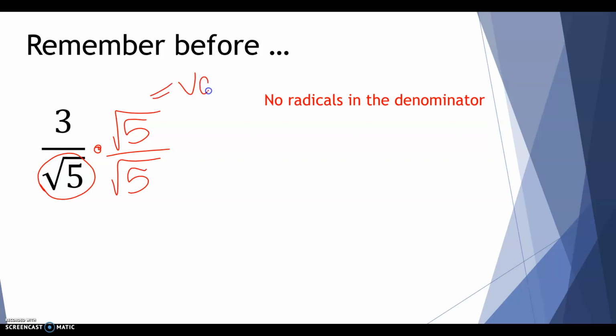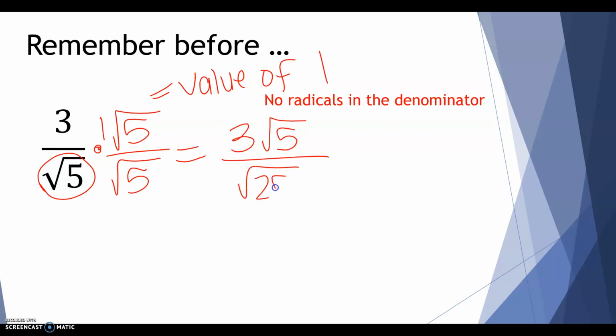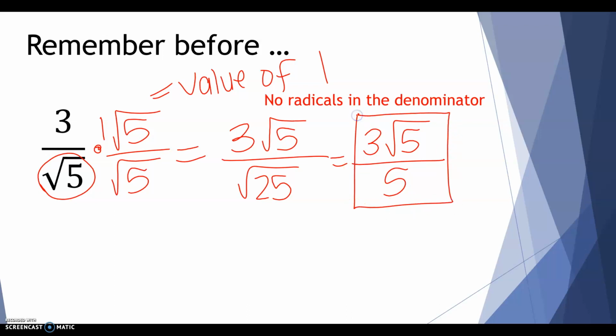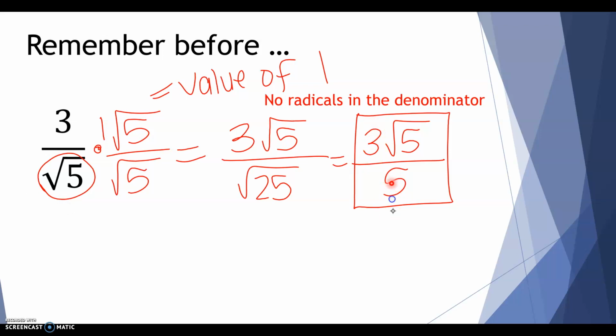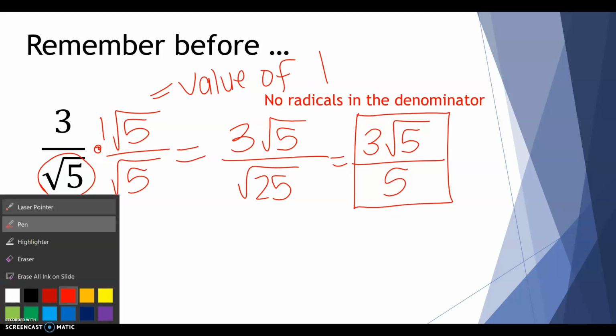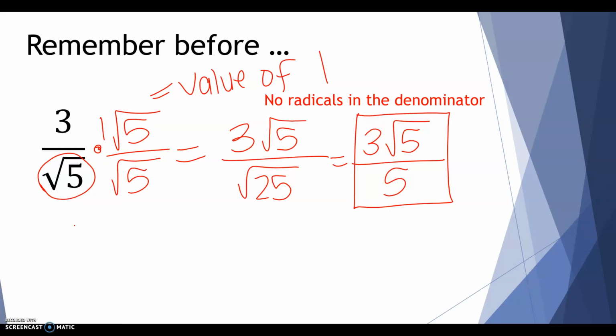So this is just a value of 1. It is not changing the problem in any way, shape, or form. There's a 1 outside here. 3 radical 5 over radical 25, which we simplify on the bottom, and now it becomes a 5 versus a radical of 5. And this cannot be reduced, but you should look at this 3 and look at the 5. Can't reduce, so you move on. This is something that you should remember.